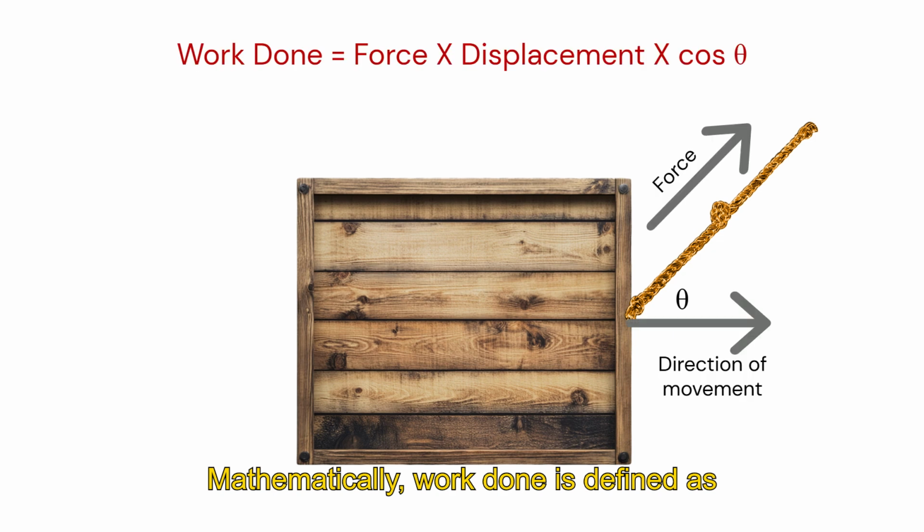Mathematically, work done is defined as force applied multiplied by the displacement achieved multiplied by cosine theta, where theta is the angle between the force applied and the direction of movement.